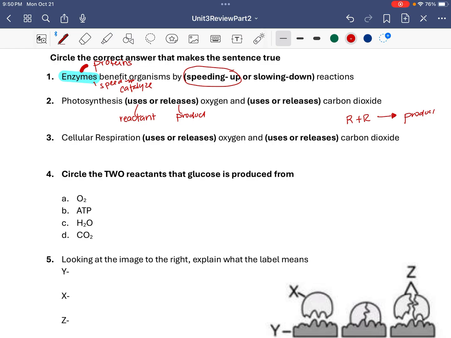So for photosynthesis, does oxygen go in or out? We know that in photosynthesis, we love this process because it releases, it creates oxygen for us to breathe in. And it uses or releases carbon dioxide? It is going to use carbon dioxide. For some quick justification, remember photosynthesis: you have light plus water plus carbon dioxide. Those are your reactants to yield or produce glucose and oxygen. So there we have it, guys.